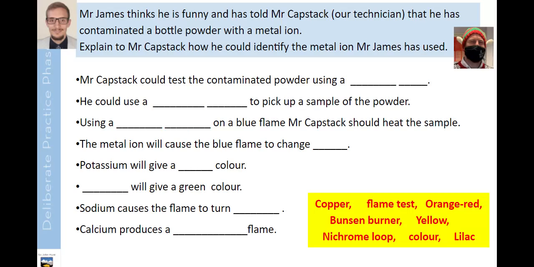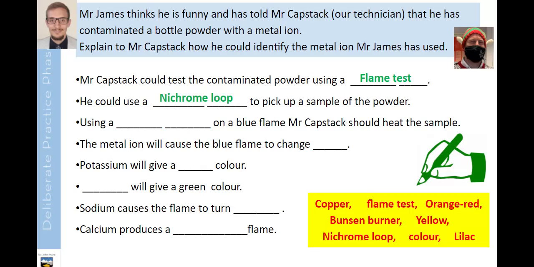Okay, so he could have tested it using a flame test. He could use a nichrome loop to pick up the powder. Using a Bunsen burner on a blue flame, he could heat the sample. The metal ion will cause the blue flame to change colour. Potassium gives lilac. Copper gives green. Sodium turns the flame yellow. And calcium produces an orange-red colour.